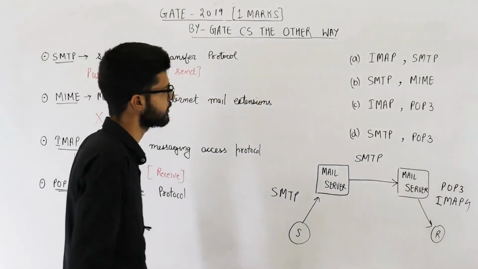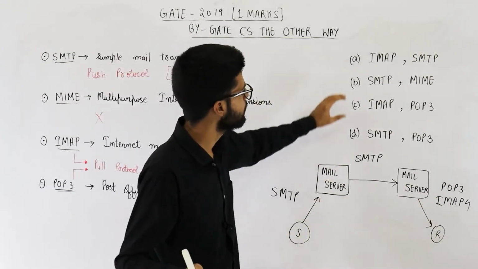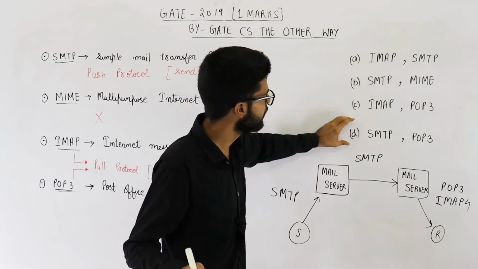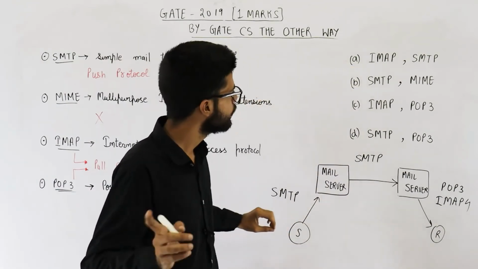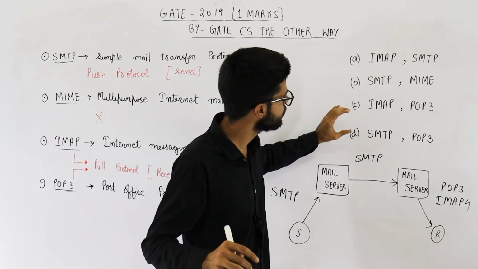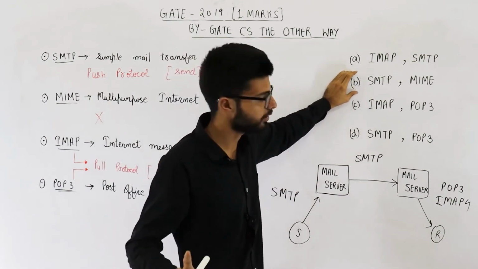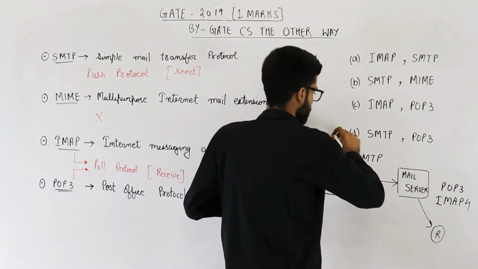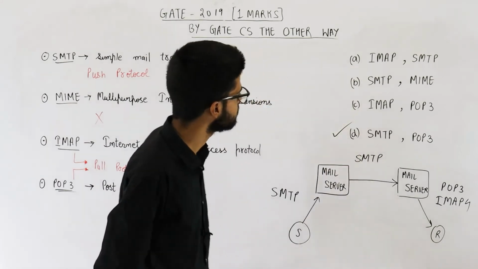Let us see which option is correct. For sending, SMTP is used, which means option B or option D can be the answer. For receiving, IMAP and POP3 are used. That means option B can be rejected, and the answer is option D. So this is your answer.